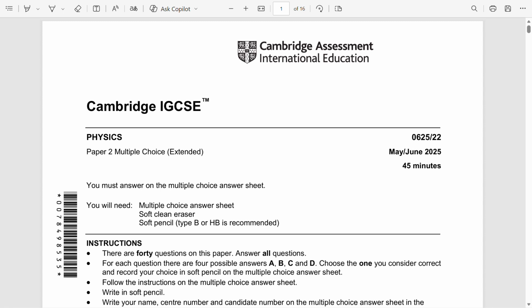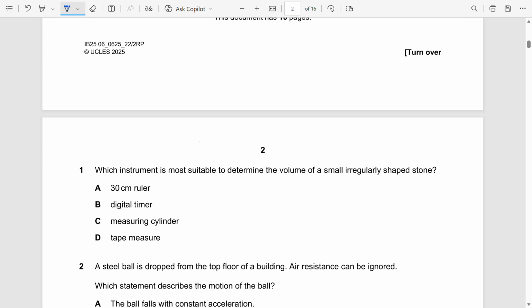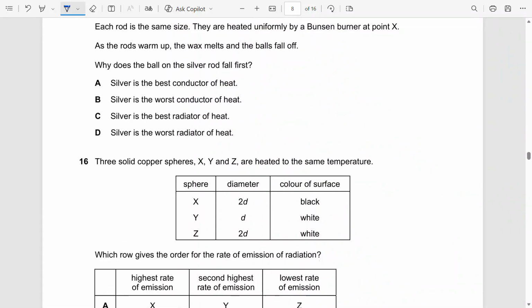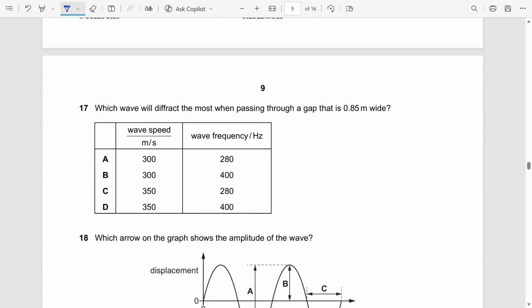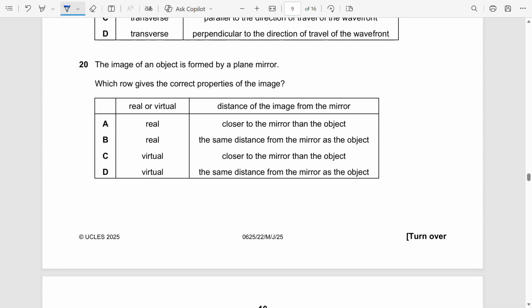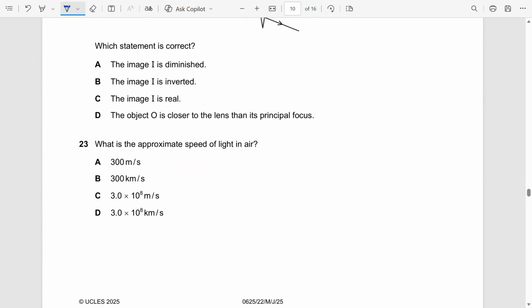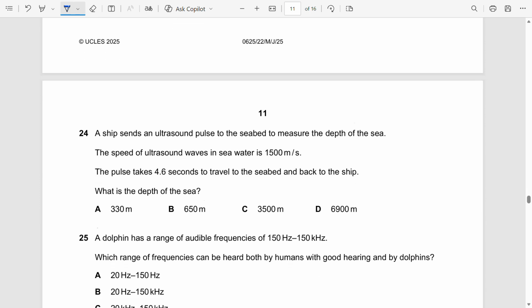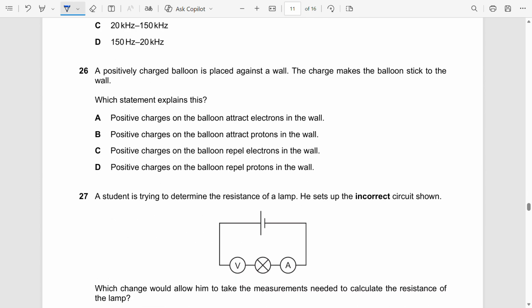Right here you can see it's your paper, extended IGCSE with course code 0625/22, May June 2025. As far as our portion is concerned, our topic was electricity, right? You're going to find the electricity questions after the 24th, 25th question. From the 26th question there will be a few questions which belong to your electricity portion, and right after it will be magnetism and so on. So right here, let's start.